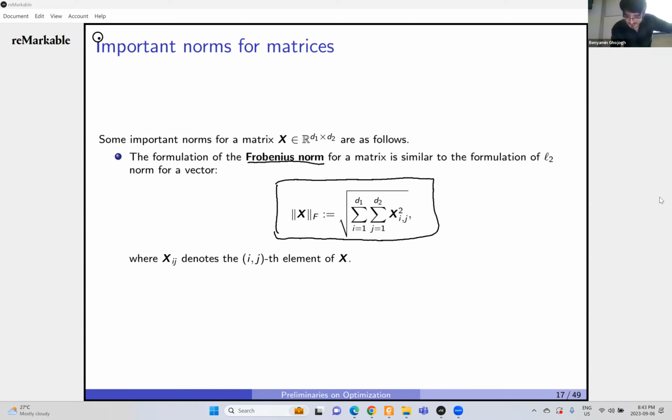As you see, the Frobenius norm for a matrix has a form similar to the L2 norm for a vector, right? However, we have an L2 norm for matrices too. Don't confuse them, but it is out of the scope of this course. So don't call the Frobenius norm the L2 norm. No. The L2 norm of a matrix has another definition.